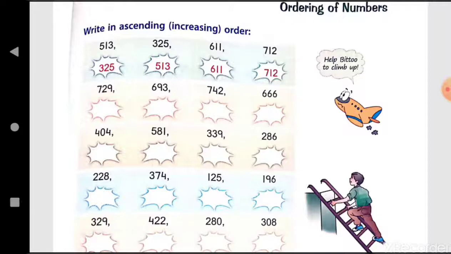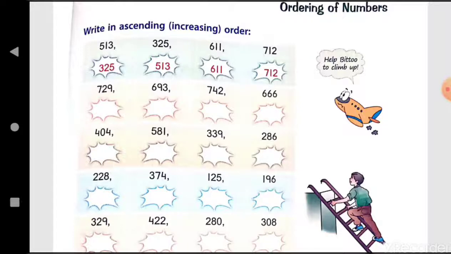First example is there. The numbers given are 513, 325, 611 and 712. Now you have to arrange these numbers in increasing order. So when we arrange the numbers in increasing order or decreasing order, it's like comparing them. As we did in previous class, while comparing the numbers, how do we compare? First, we check the number of digits. The number having more digits is bigger.